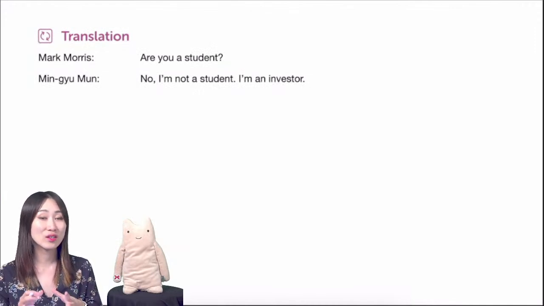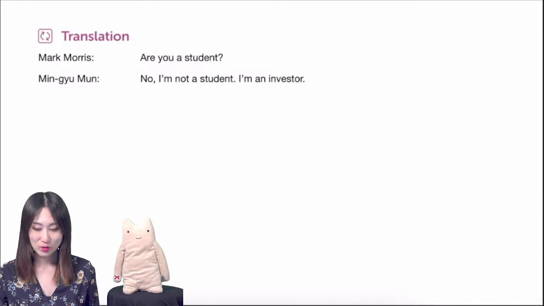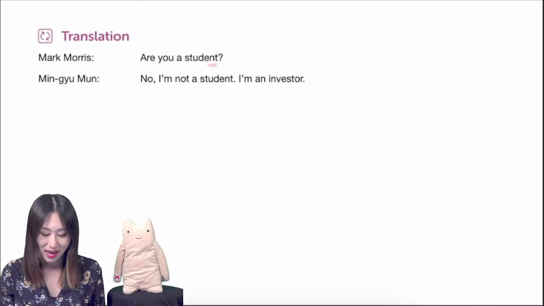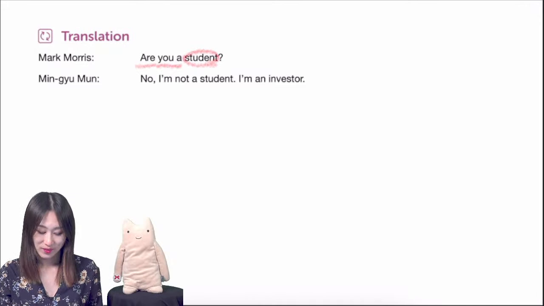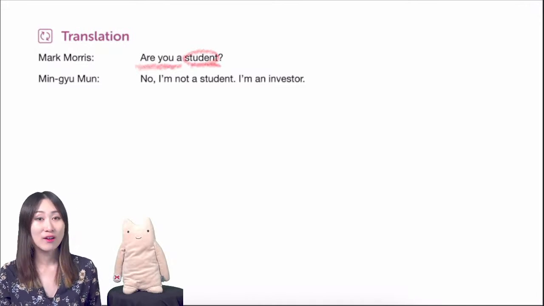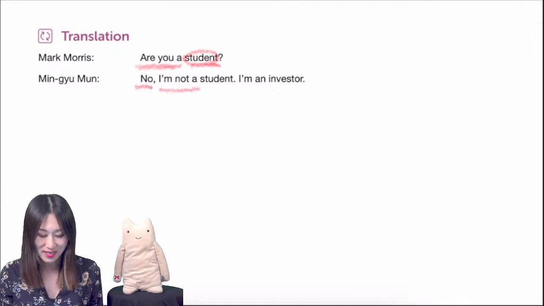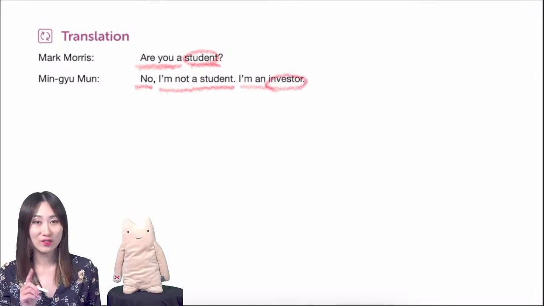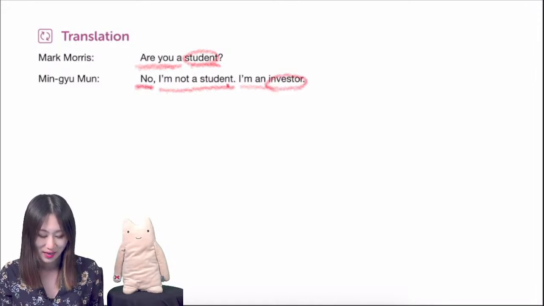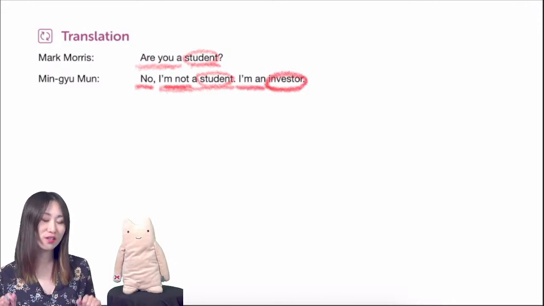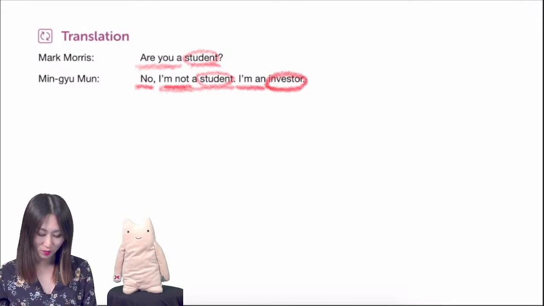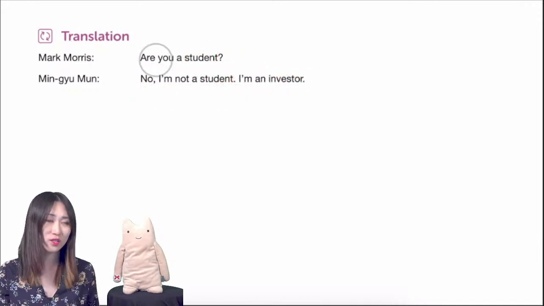Okay, so please listen carefully again. I read the sentences one more time. So 짠. 학생이에요? Are you a student? 아니요. 학생이 아니에요. 투자가예요. Again. 아니요. 학생이 아니에요. 투자가예요. No, I'm not a student. I'm an investor.